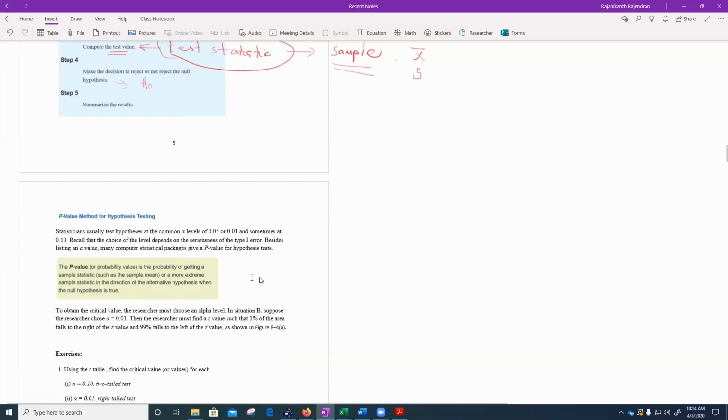This is about the p-value method for testing hypothesis. Let me tell you one thing. When you test a hypothesis, we follow two methods. You could use either method. The first one is called the traditional method. The second method is called the p-value method.